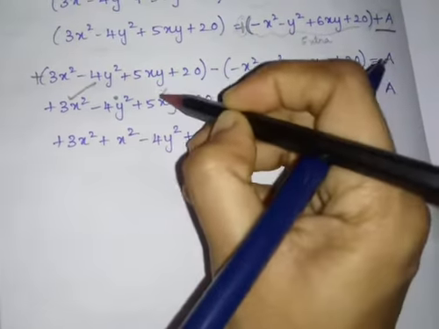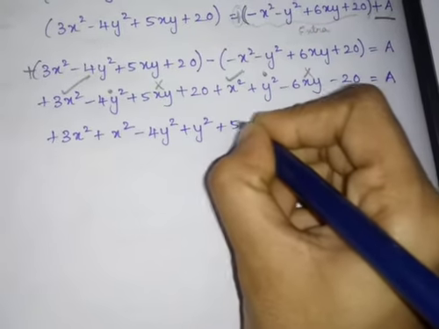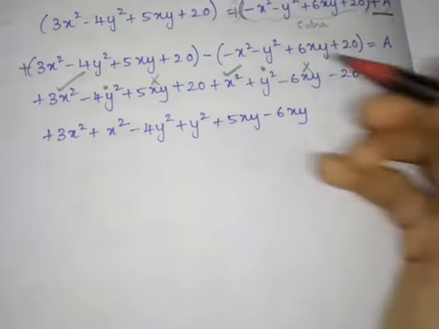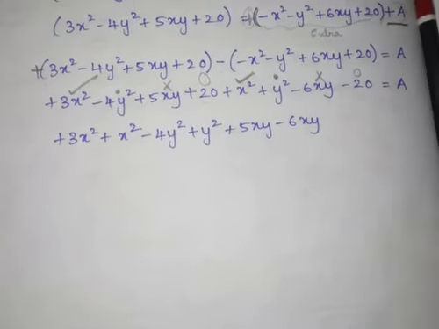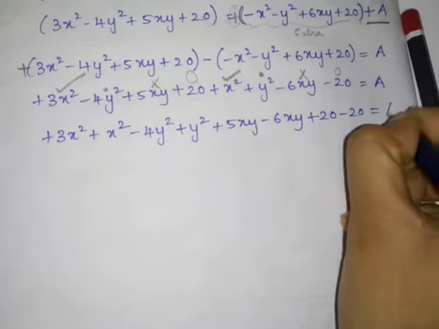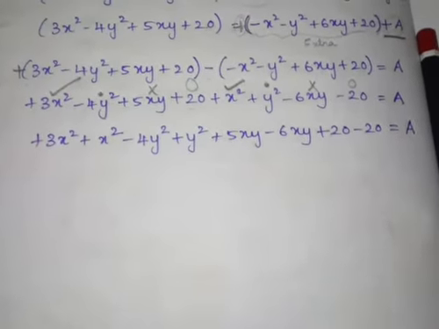Okay. Next, plus 5xy minus 6xy I wrote together. Then what is remaining? Plus 20 minus 20 is remaining. So, plus 20 minus 20 I wrote is equal to capital A. Because I want to find the A, so I wrote that A separately.